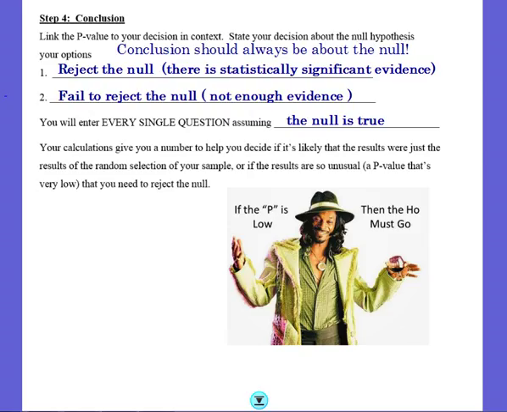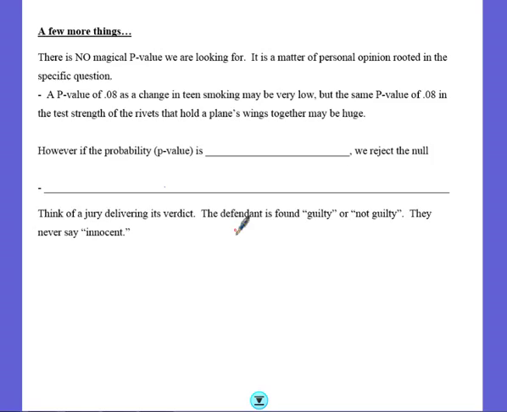Sounds a little weird. All right, so a couple little things to tie all this up, and then we'll look at an example problem. Is that there is no magical p-value. So I've been talking about, oh, if the p-value is low. Well, what exactly does that mean? What's considered a low number? It really is a matter of opinion.